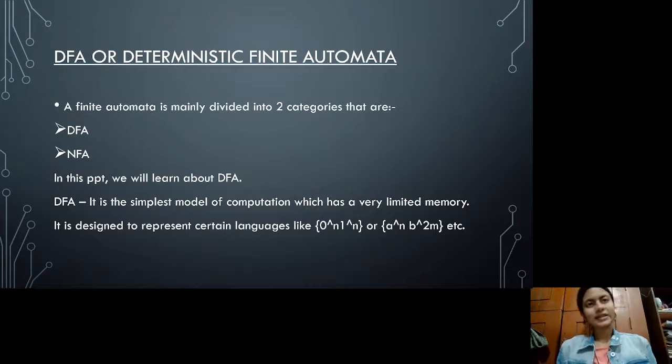So let's quickly dive into the definition of DFA. It stands for the simplest model of computation in the world, and it has a very limited memory. It is designed to represent certain languages in the form of 0 to the power n, 1 to the power n, or a to the power m, b to the power 2m, etc. We would be looking at it further.